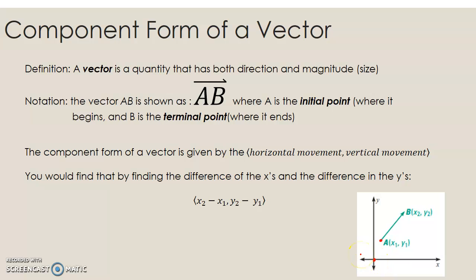The component form of a vector is given by the horizontal movement, so how far it goes over this way, and how far it goes up. You can get that by doing x2 minus x1, because here's your x1 value and x sub 2 value. So you would subtract that to get your horizontal component. And the y sub 2 minus y sub 1 would give you the vertical component.